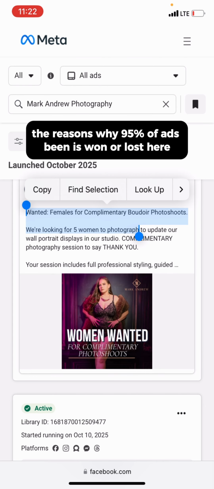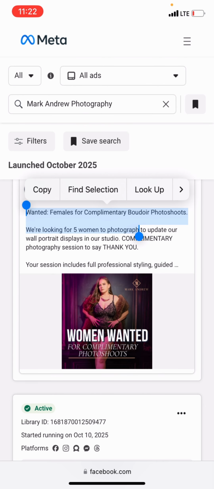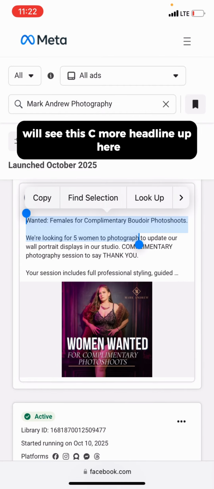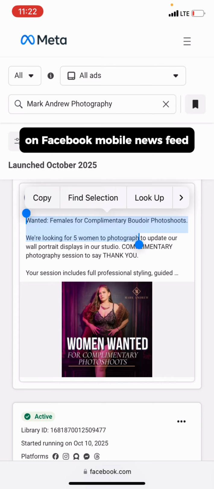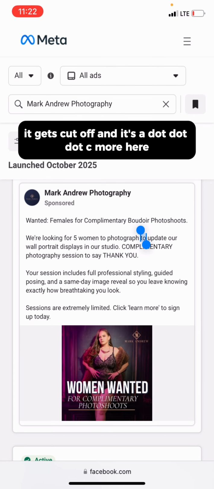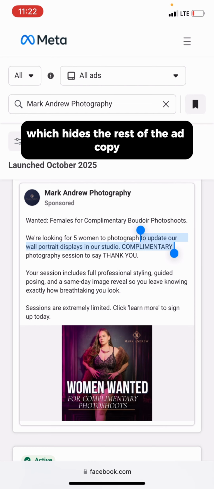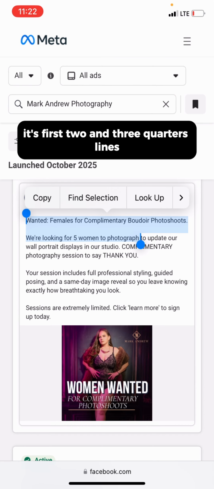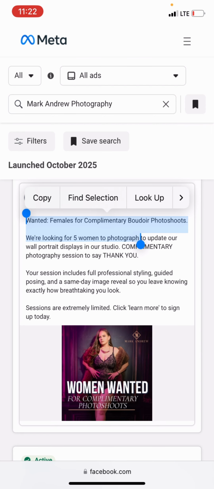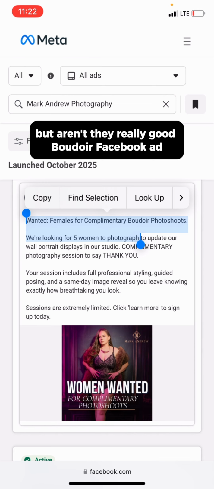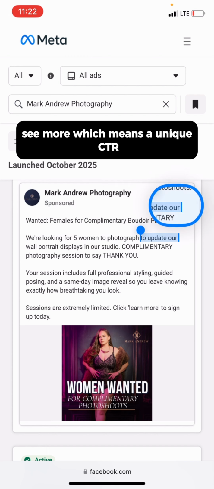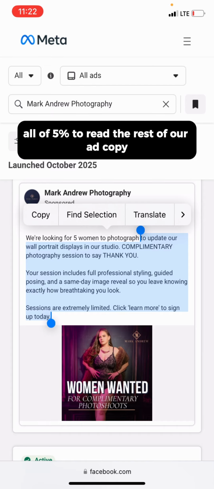Now the reason why 95% of ad spend is won or lost here is because, if we look at the screen, what I've got highlighted here, 100 out of 100 women scrolling on Facebook mobile newsfeed will see this See More headline up here. This is the first 2 3/4 lines on Facebook mobile newsfeed before it gets cut off and it's a ... See More here, which hides the rest of the ad copy. So 100 out of 100 women will see right here, the first 2 3/4 lines. But on a really good boudoir Facebook ad, we'll have 5 out of 100 women click the ... See More, which means a unique CTR all of 5% to read the rest of our ad copy.